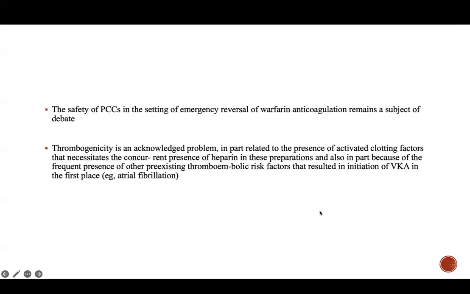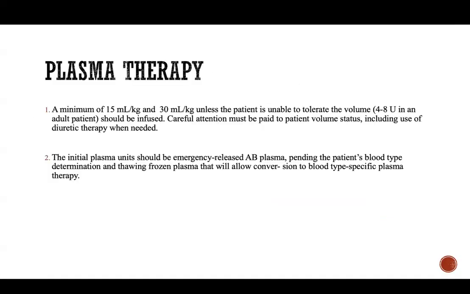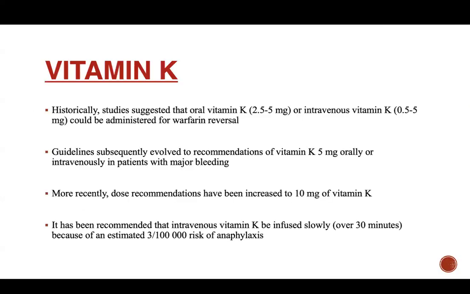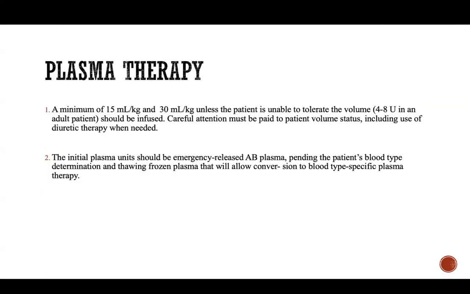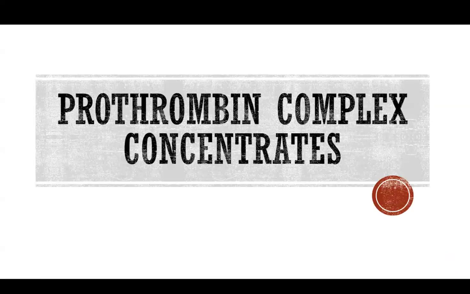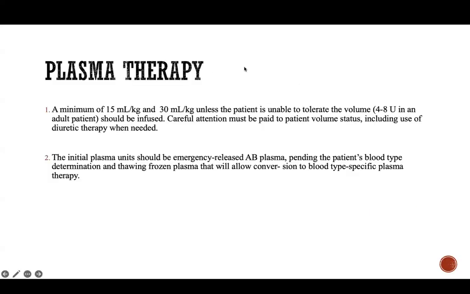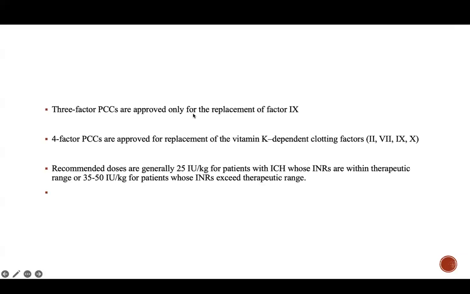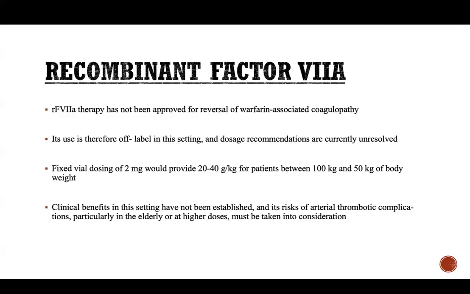So, summarizing: suppose a warfarin patient has developed bleeding or intracranial hemorrhage, you have to give vitamin K. Along with that, for rapid reversal, you can either give fresh frozen plasma or prothrombin complex concentrates. The ideal one is prothrombin complex concentrates, but this may not be available every time. If this is not available, you can give fresh frozen plasma. The dose is 15 to 30 ml per kg. And the new one, recombinant factor 7, is still under study. Thank you.